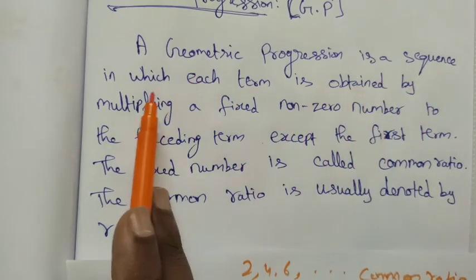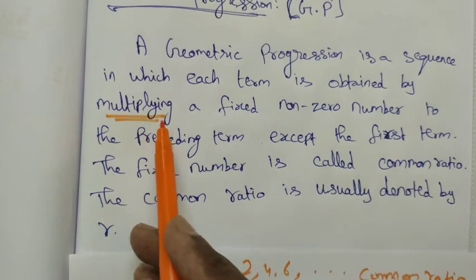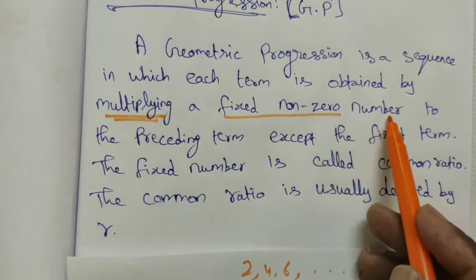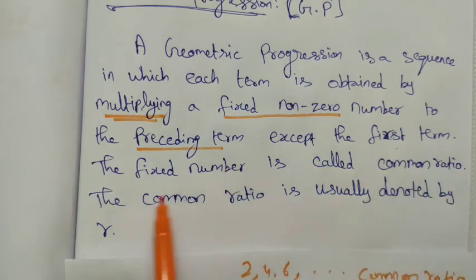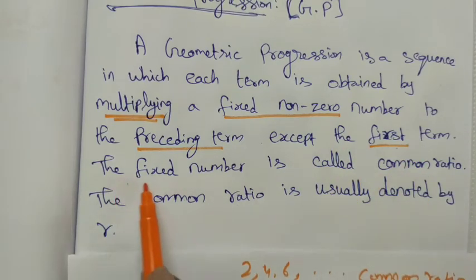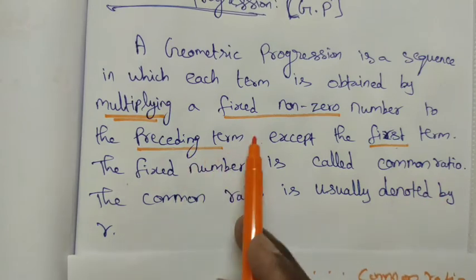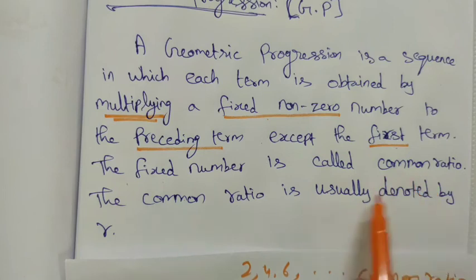A geometric progression is a sequence in which each term is obtained by multiplying a fixed non-zero number to the preceding term. Preceding means the first term you multiply by 2, next time you multiply by 2 into 2, and then 2 into 2 into 2, like this. This is the preceding order, except the first term. The first term is fixed, right? Then the fixed non-zero constant is called the common ratio. The common ratio is usually denoted by small r.